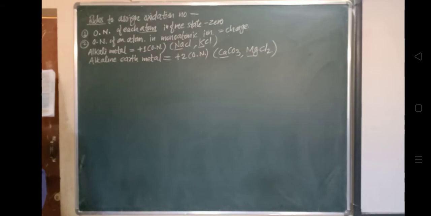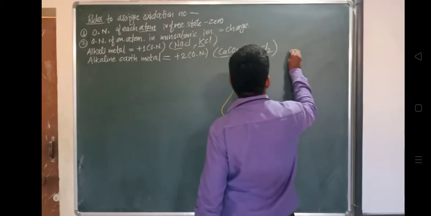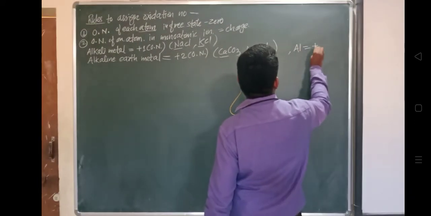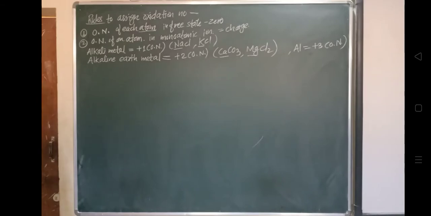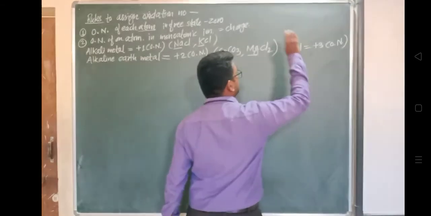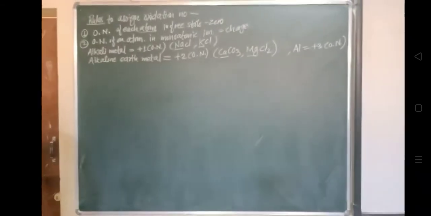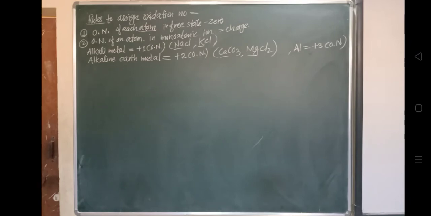And aluminium is considered to have plus 3 as its oxidation number in all its compounds. तो जनरली क्या होता है, ये जो एल्यूमिनियम है, अगर एल्यूमिनियम है तो उसका ऑक्सीडेशन नंबर प्लस 3 in all the compounds. In all its compounds, aluminium's oxidation number is plus 3. That you have to remember, plus 3.